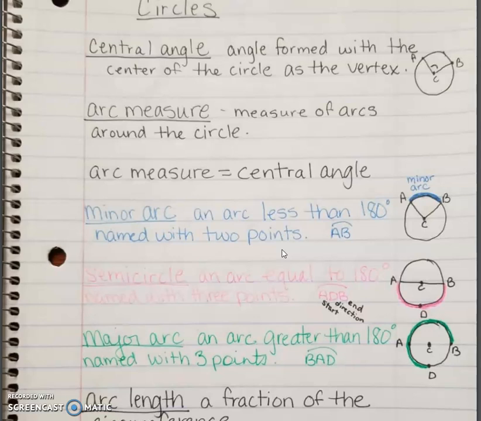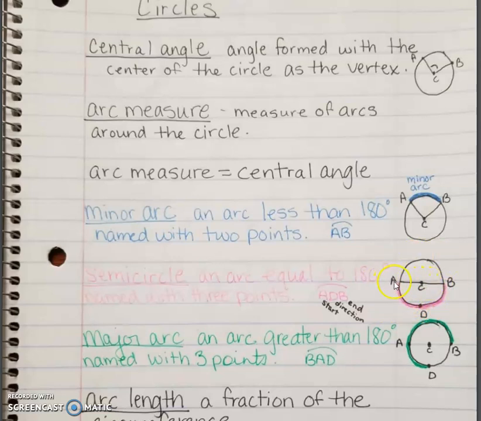Okay, then we have a semicircle, and that's an arc equal to 180 degrees, and it's named with 3 points. Okay, going back to the semicircle, semi means half, so half of the circle. So 180 degrees is half of 360 degrees, and that's the measure of a circle. A circle has 360 degrees, okay? Semicircle has 180 degrees.